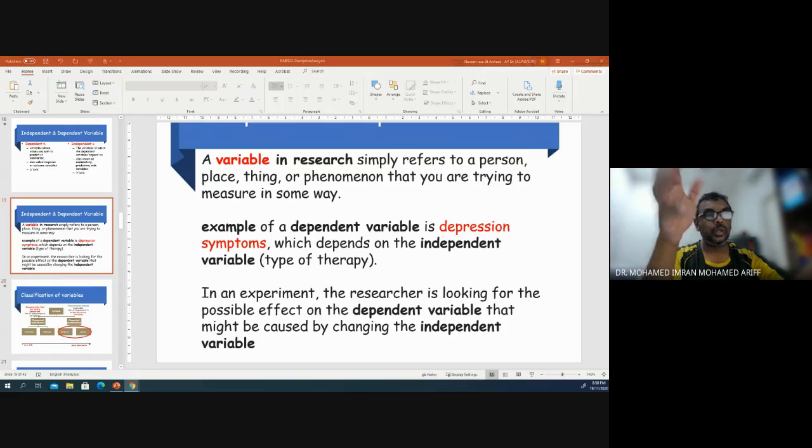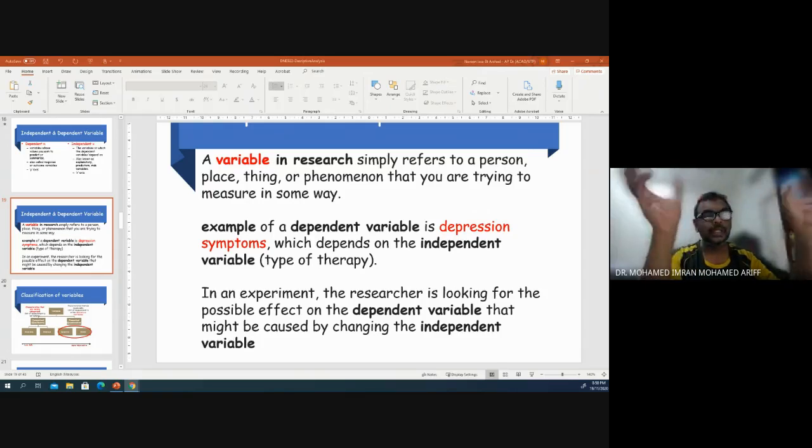So we control this by saying we are only looking at students. So this is our control variable. In an experiment, the researcher is also looking for possible effect on the dependent variable that might be caused by the changing of independent variable. Macam tadi lah saya kata.